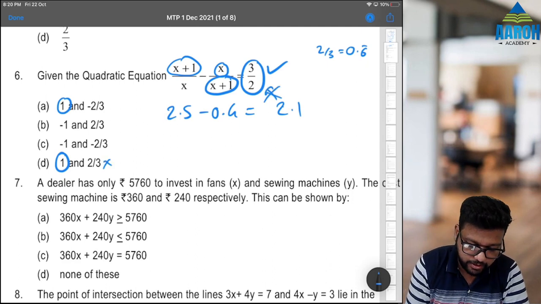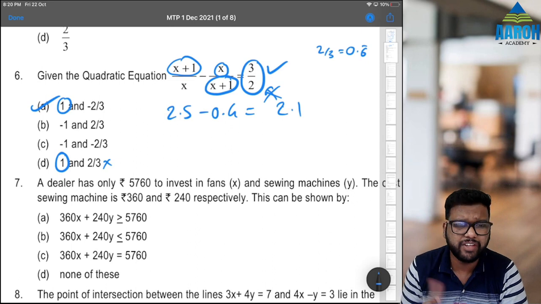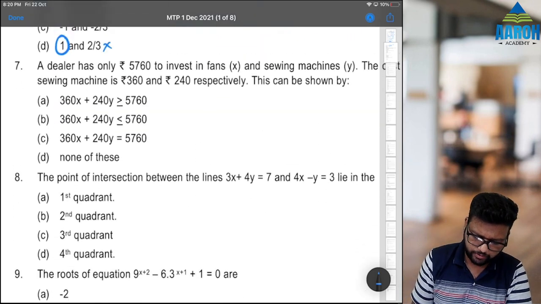So 2 by 3 is not the answer. So this is the correct answer, option A. Don't even check minus 2 by 3. It is going to be the answer.